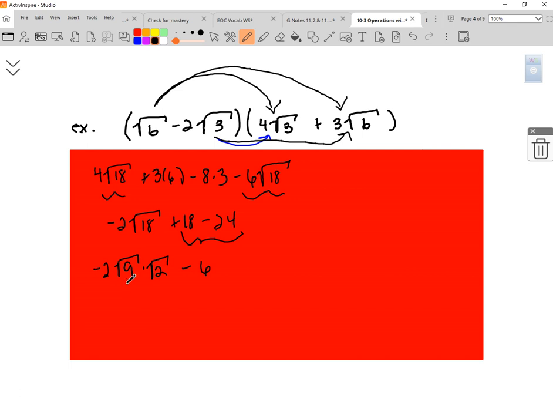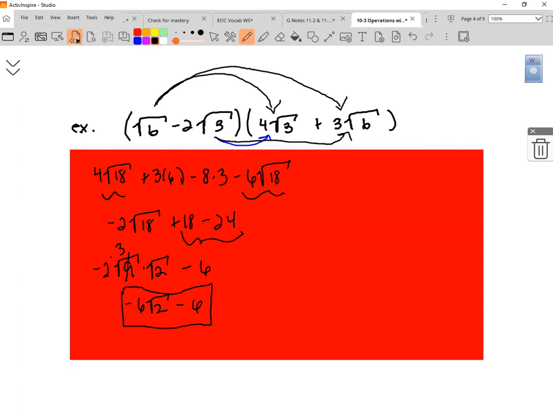All right, what's the square root of 9? So this is negative 2 times 3, so that's negative 6 square root 2 minus 6. And that would be your final answer. You all caught up with me?